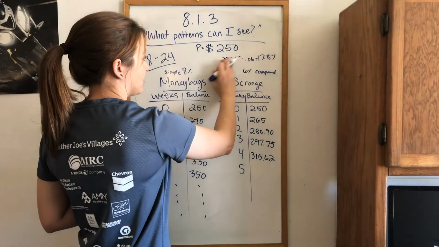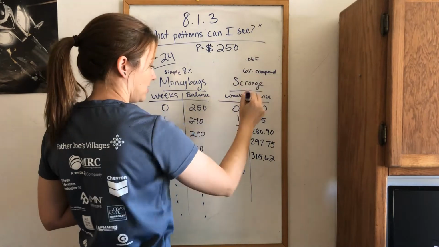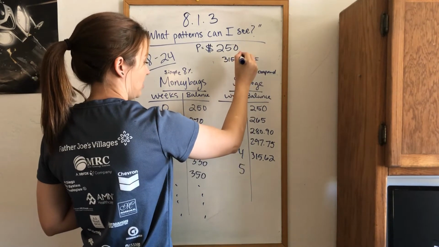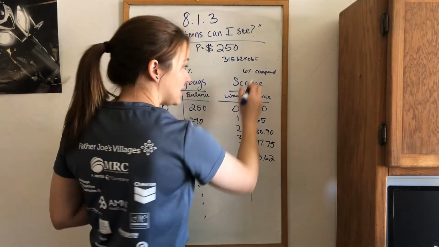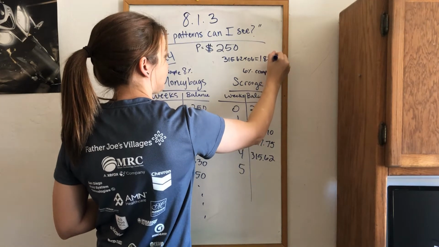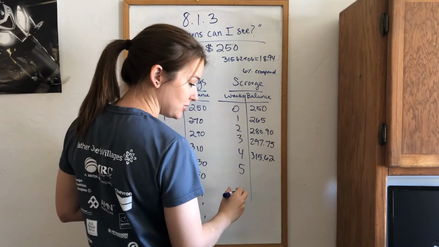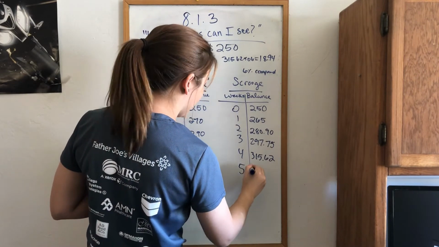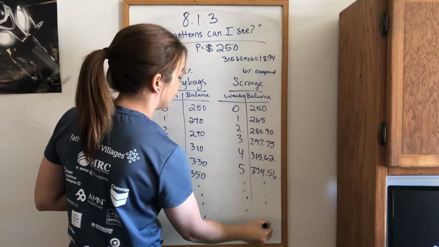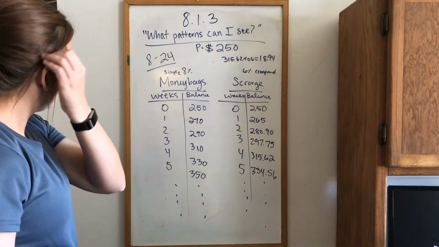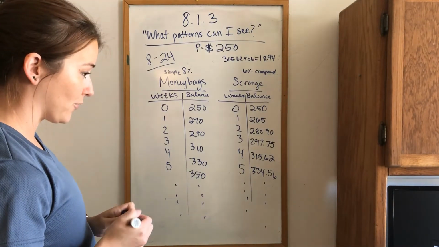Okay, let's do the last for mine, week 5. 315.62 times 0.06 is 18.94. So 18.94 plus 315.62 is 334.56, and so on and so forth down to 12. Okay, so those are the tables for part A.